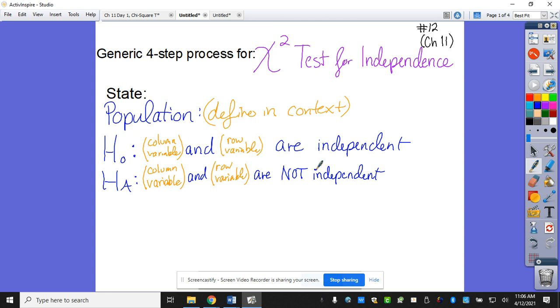And then it still is a test, which means we usually go ahead and define or talk about what in our state. And same rules apply with alpha. It's just a number. If one's not given, we're using 0.05.